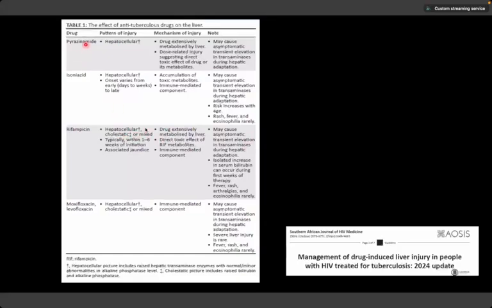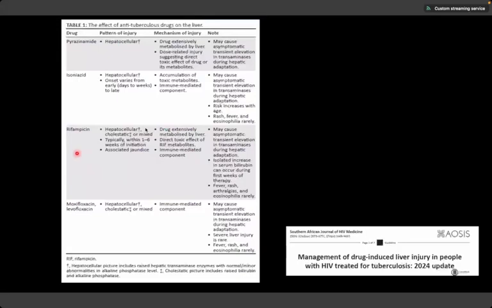Pyrazinamide, the claim to fame is it increases your uric acid and predisposes to gout. It is also very hepatotoxic, okay? And it can cause asymptomatic transient elevations. With ethambutol, hey, where is ethambutol? Ethambutol does not kill your liver. The claim to fame is optic neuritis, retrobulbar optic neuritis. Those patients become blind. Ethambutol is actually okay for the liver. And if you're talking MDR, then moxifloxacin and levofloxacin also can cause hepatocellular, cholestatic, or mixed injury.